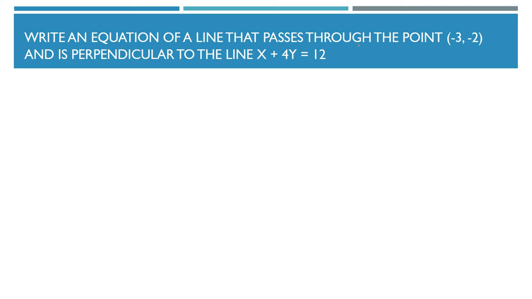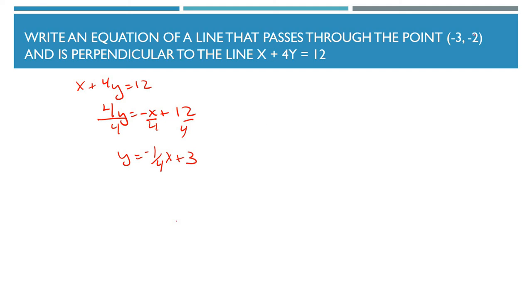So write an equation of a line that passes through the point -3, -2, and is perpendicular to the line x plus 4y equals 12. So the first thing I want to do is find the slope of this line. So I'm going to subtract x from both sides. Notice that I'm putting it into slope-intercept form. Divide by 4, and I get y equals -1/4 x plus 3. So I want a line that passes through the point -3, -2, and is perpendicular to this line. So this line has a slope of -1/4.